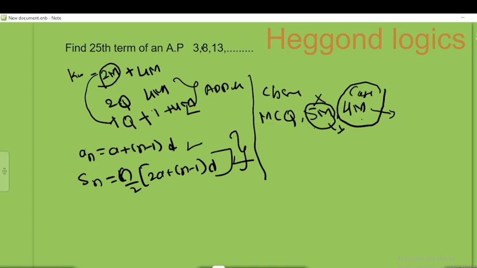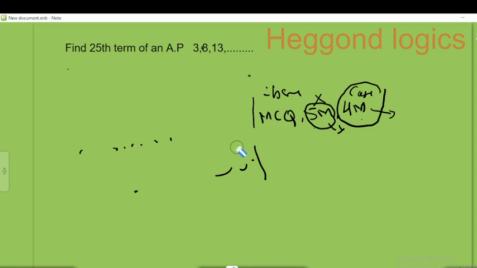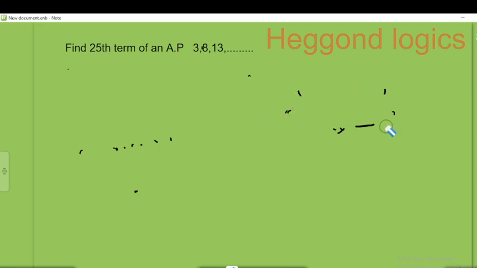Now today we are discussing some questions from these chapters. These questions are direct 2 marks questions and 1 applied question. The first question: find the 25th term of an AP 3, 8, 13.